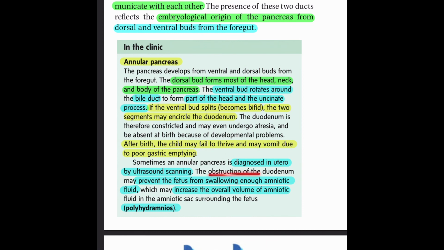Okay, and the obstruction of the duodenum may prevent the fetus from swallowing amniotic fluid. What will happen if there is an obstruction in the duodenum? The fetus can't swallow substances from the amniotic fluid. So those substances will remain in the amniotic fluid, increasing its volume over time. Okay, and this condition is known as polyhydramnios. What's this? It's an overall increase in amniotic fluid. Why? Because the fetus can't swallow enough amniotic fluid.